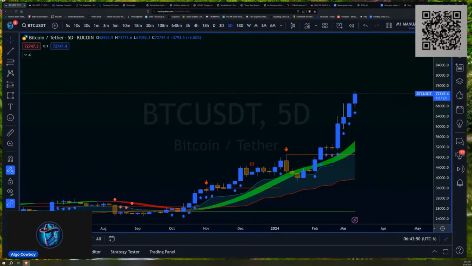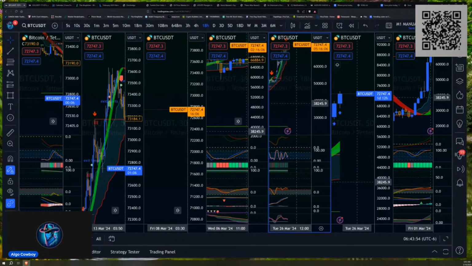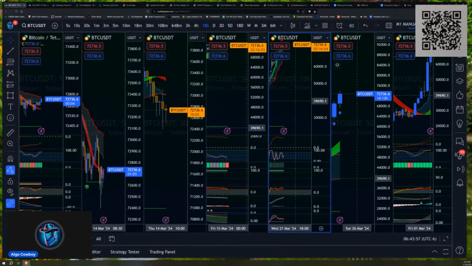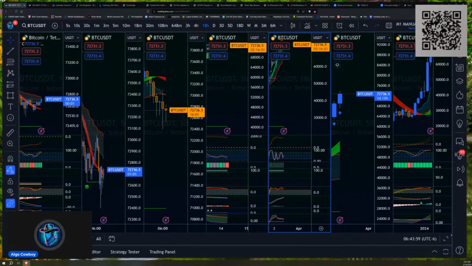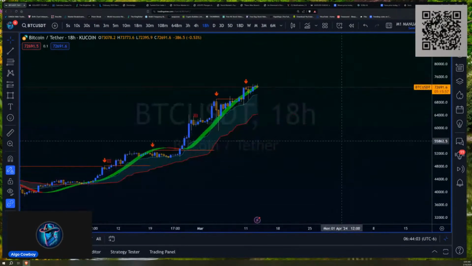I see no reason for Bitcoin to slow down, right? Just looking at the algos here, it's just mobbing up. That's all there is to it. I mean, you're always going to get some pullbacks, right? And every so often you get a surprise pullback.